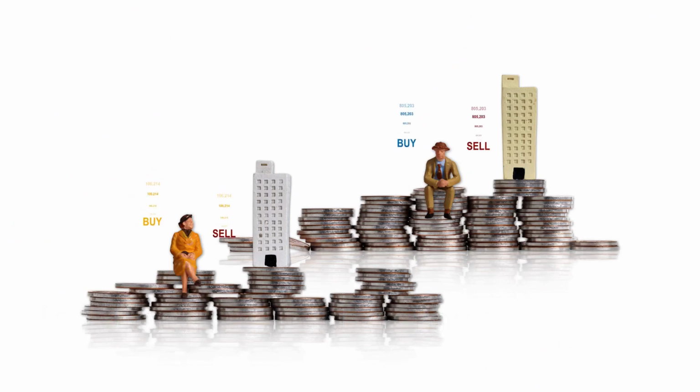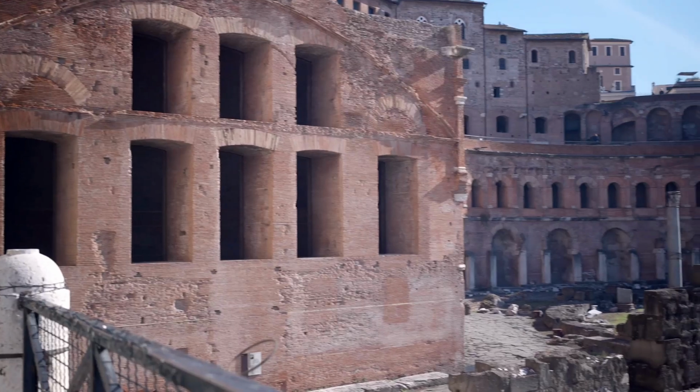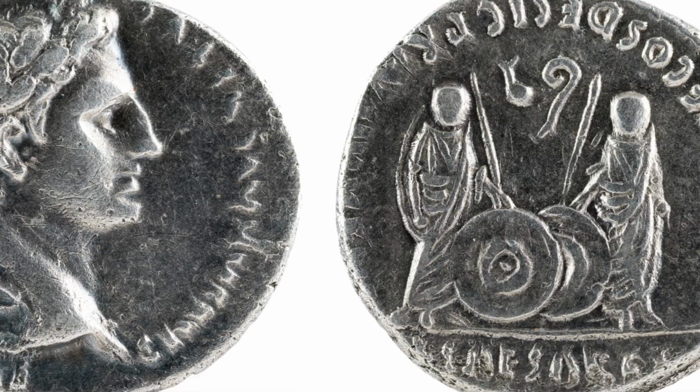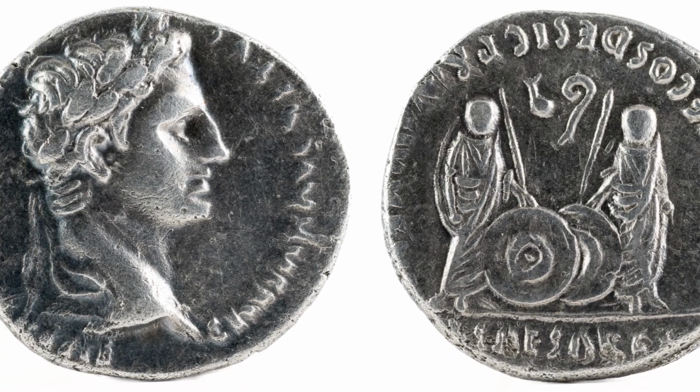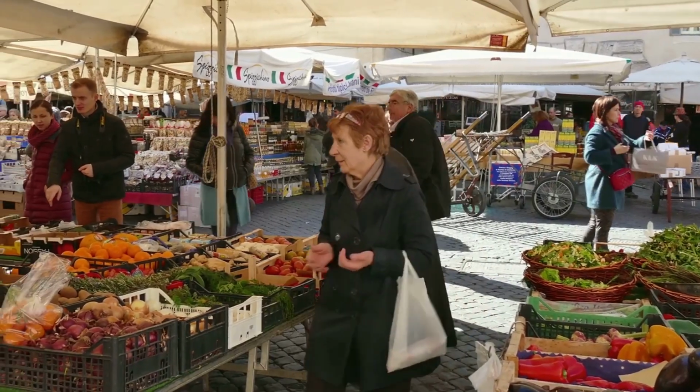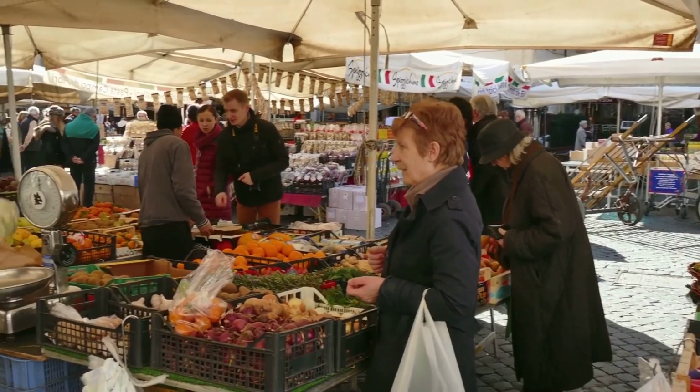The inflation in the Roman Empire had devastating effects on its economy and society. Prices soared, eroding the purchasing power of ordinary citizens. The once stable denarius became unreliable. People lost faith in the currency. Bartering became more common as people sought alternative ways to trade.